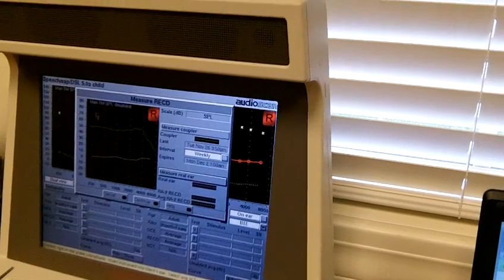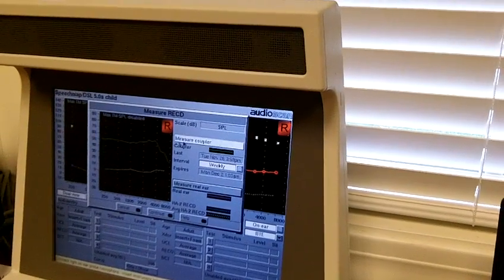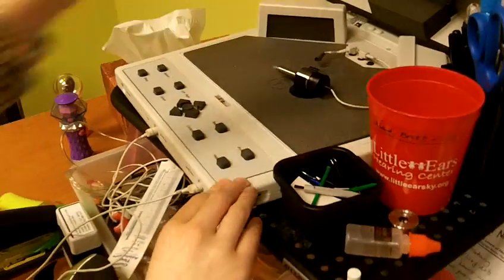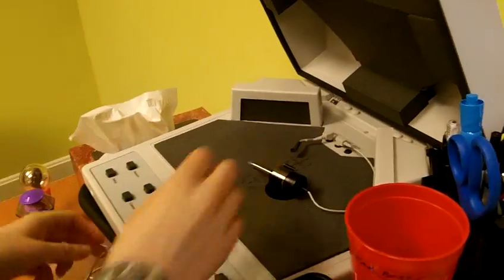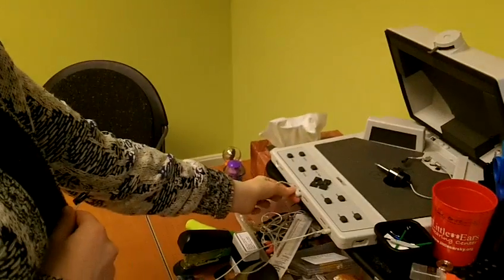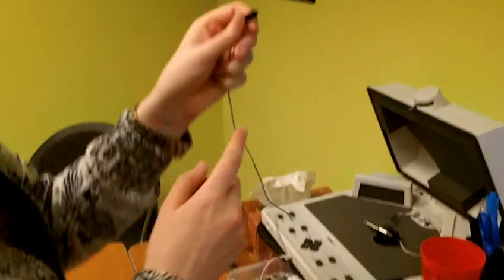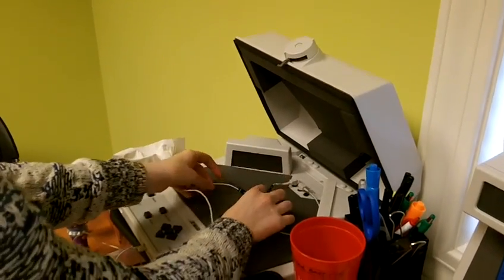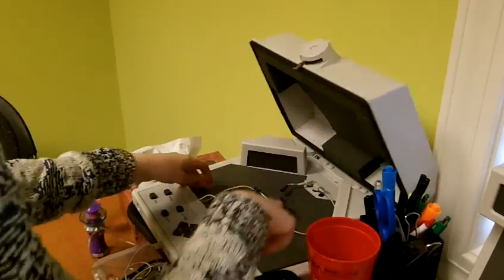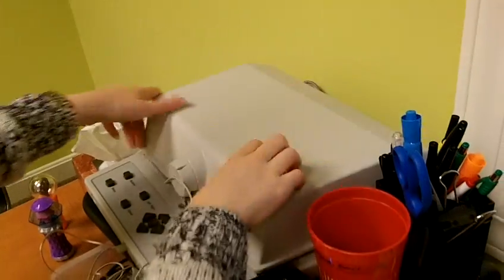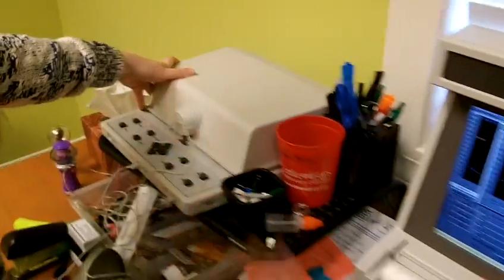And then here's where you're going to measure the RECD. You have to measure the coupler first so that you have the coupler to compare your real ear measure to. So you're going to take the RECD transducer, which looks like this little guy. You're going to plug it into the middle where it says RECD transducer. You're going to take the tip and plug it into the blue part of the coupler right there. It doesn't matter where it is in the test box because you're not using the reference mic. You just need a quiet box. So you're going to put it in there and close it.